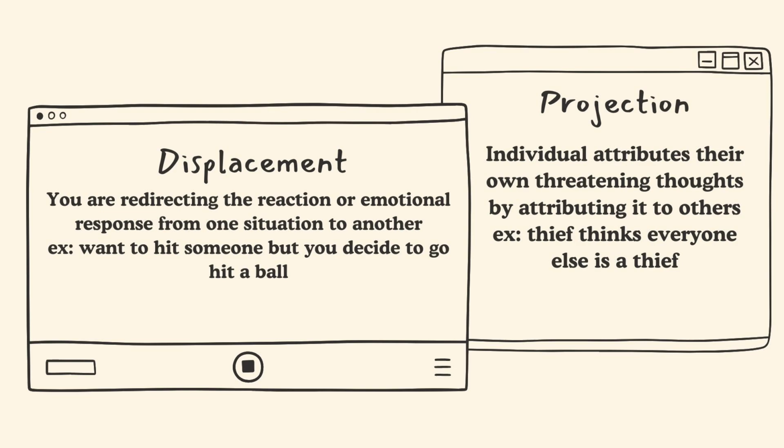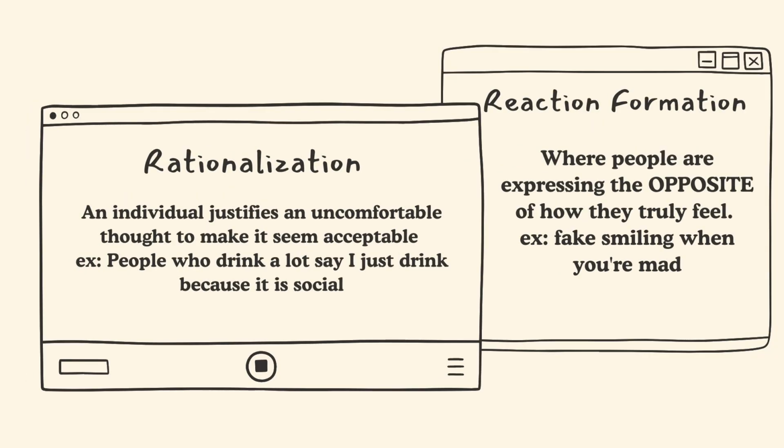Projection is when an individual deals with their own threatening thoughts by attributing them to others. For example, a thief always thinks everyone else is a thief. So that's why they steal from others, because they feel like other people are going to steal from them if they don't steal from other people. Yeah, it's a weird thought, but they actually think in this way.